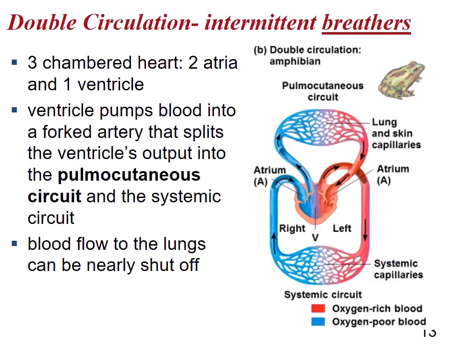So the pulmocutaneous circuit is the lungs and the capillaries in the skin. That's for gas exchange. And then the systemic circuit is to the body, which is also for gas exchange, but we're doing gas exchange kind of in an opposite way. So in the pulmocutaneous circuit, it's picking up oxygen, dropping off CO2, and in the systemic capillaries, just like in our systemic capillaries, the cells are going to be picking up the oxygen from the blood, and the blood is going to be picking up carbon dioxide from the cells. And in these guys, the blood can actually be nearly stopped from going to the lungs. Obviously it has to have some, but the blood flow to the lungs can be vastly reduced.